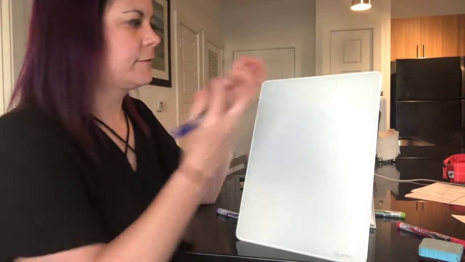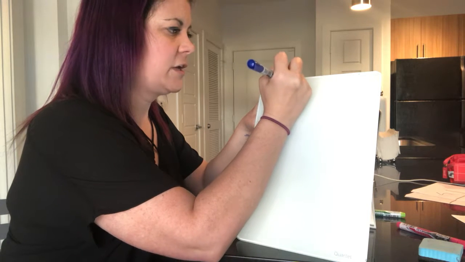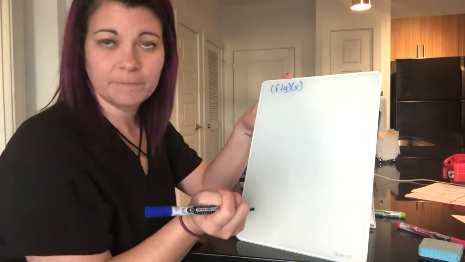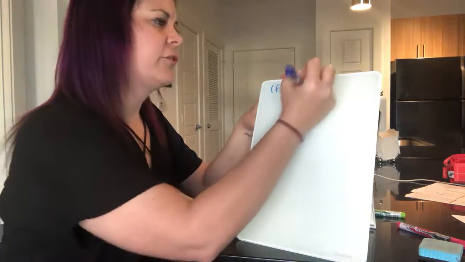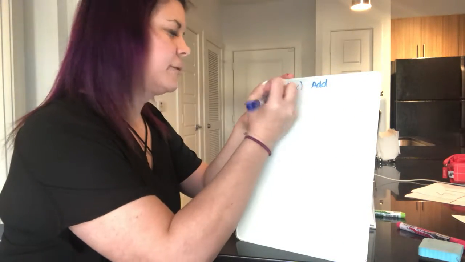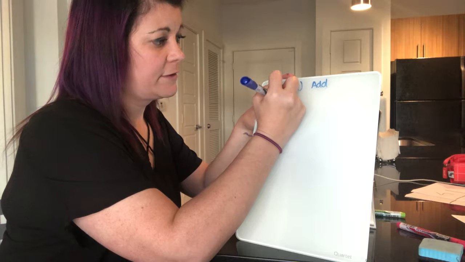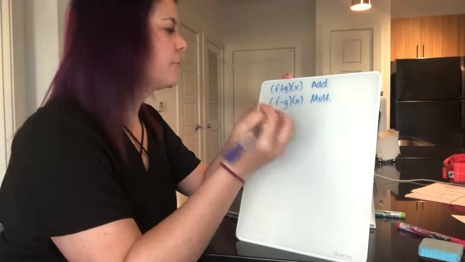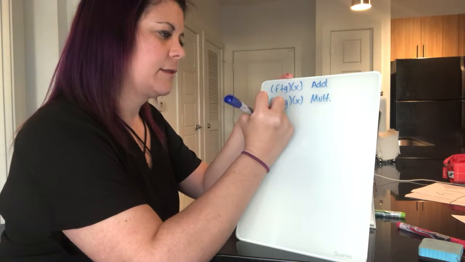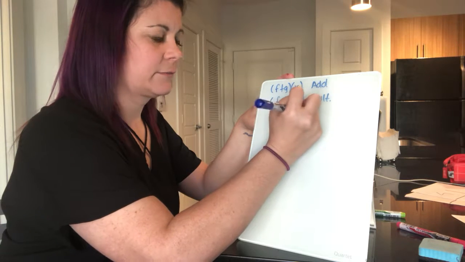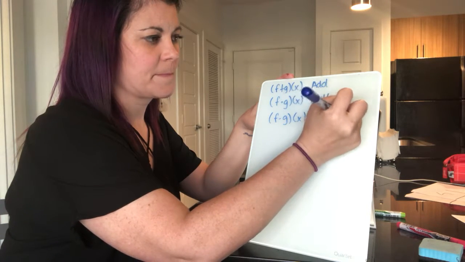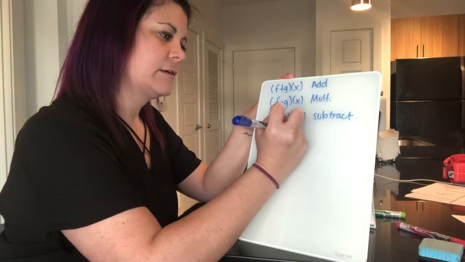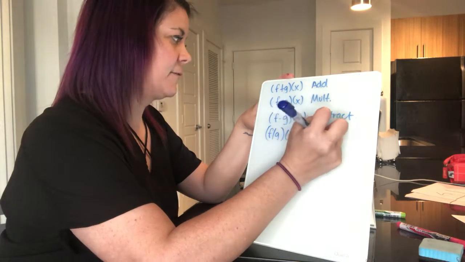So in this case, you might see f plus g of x, which means that you would add the function of f and the function of g. This is addition. When you see multiplication, you'd see f times g of x. So this means that you would multiply the two polynomials. And then you might see f minus g of x, which means that you would subtract the two polynomials, or f divided by g of x, which means that you would divide these two.